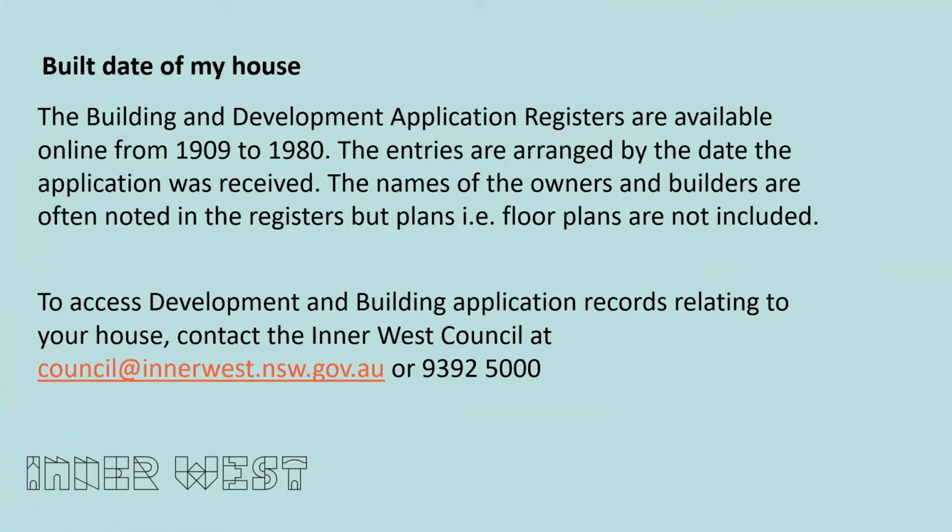Built date of my house. The building and development application registers are available online from 1909 to 1980. The entries are arranged by the date the application was received. The names of the owners and builders are often noted in the registers, but plans such as floor plans are not often included. To access development and building application records relating to your house, contact the Inner West Council at council@innerwest.nsw.gov.au or you can phone 9392 5000.